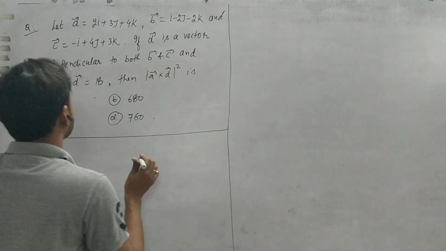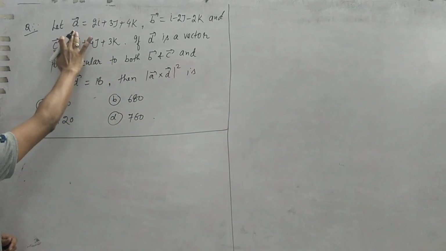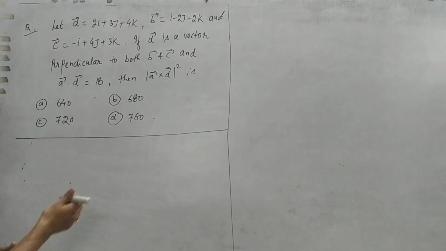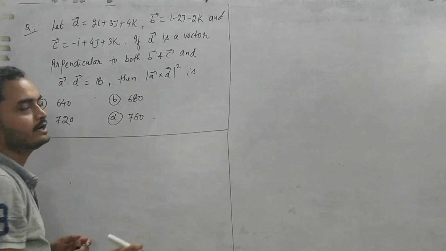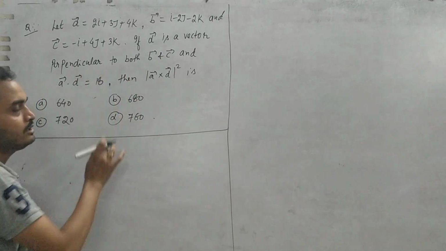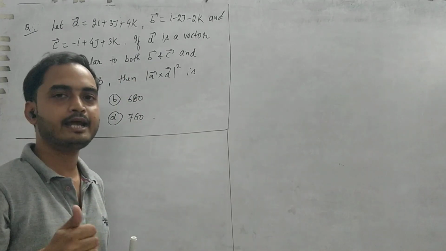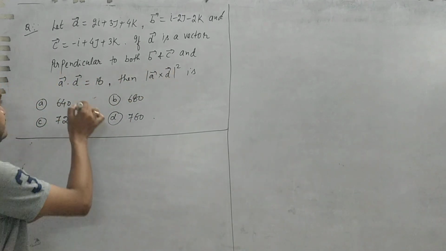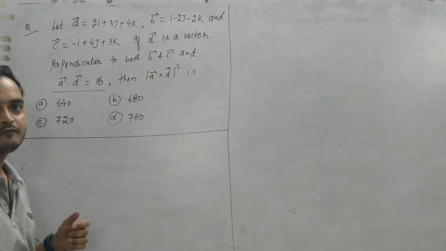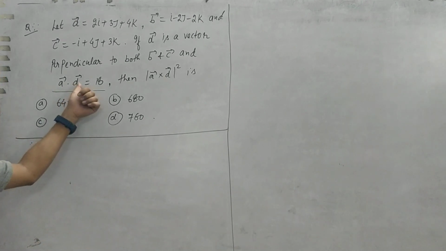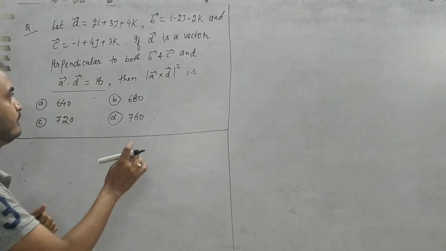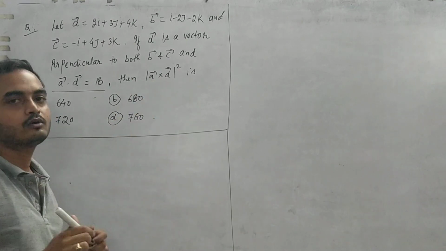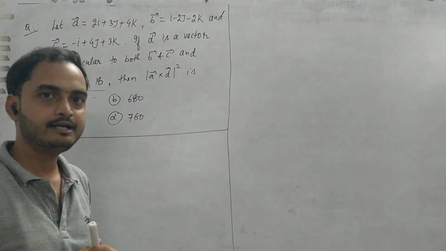In the question, three vectors A vector, B vector and C vector are given, and there is another vector D vector which is perpendicular to both B vector and C vector. One additional piece of information is given, that the dot product of A vector and D vector is 18, and we have to find the square of the magnitude of the cross product of A vector and D vector.